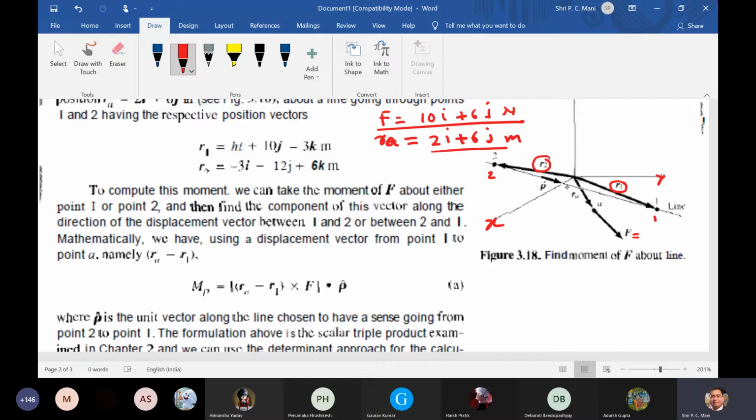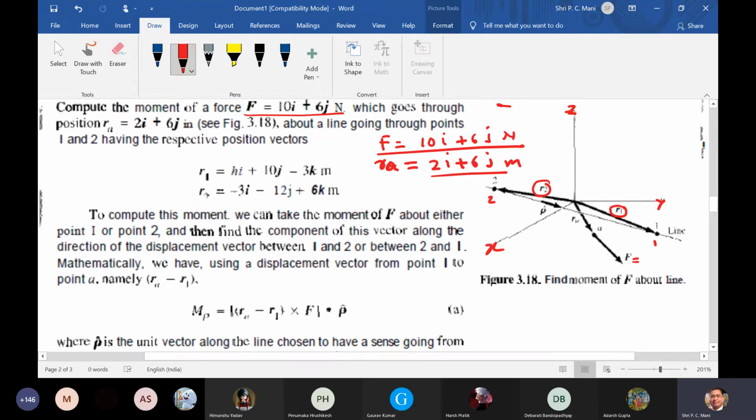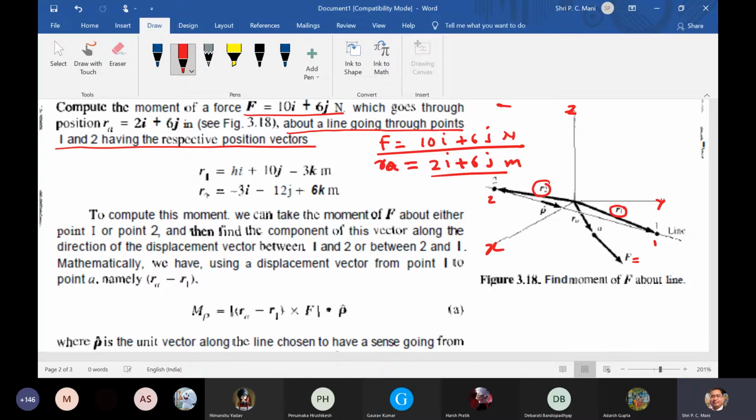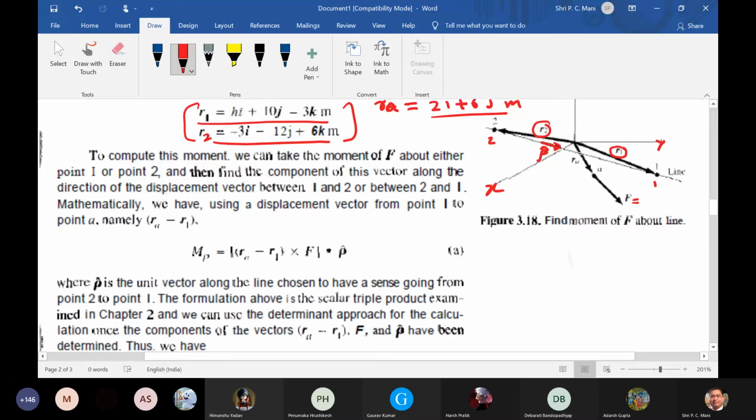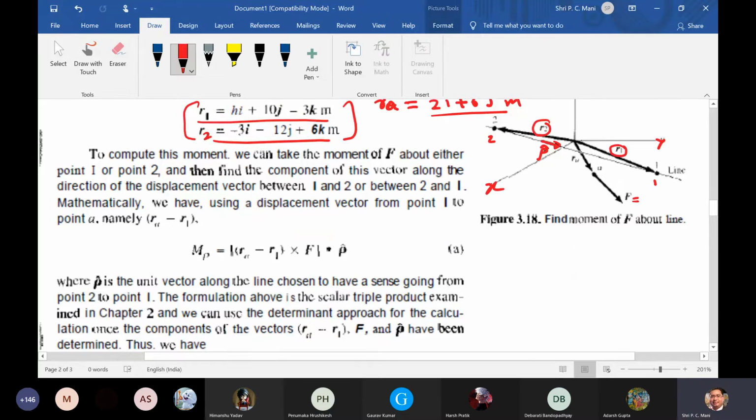And it is said that you have to find the moment about this line which is passing through this 1 and 2. Okay, it is said that about a line going through points 1 and 2 having respective position vectors. So this is the direction vector rho, which is going through like this. Okay, clear? So R1 is given, R2 is also given. So you have to find the moment about the line passing through 2 to 1 in this direction. So R1 minus R2 you have to take, then you will get that.